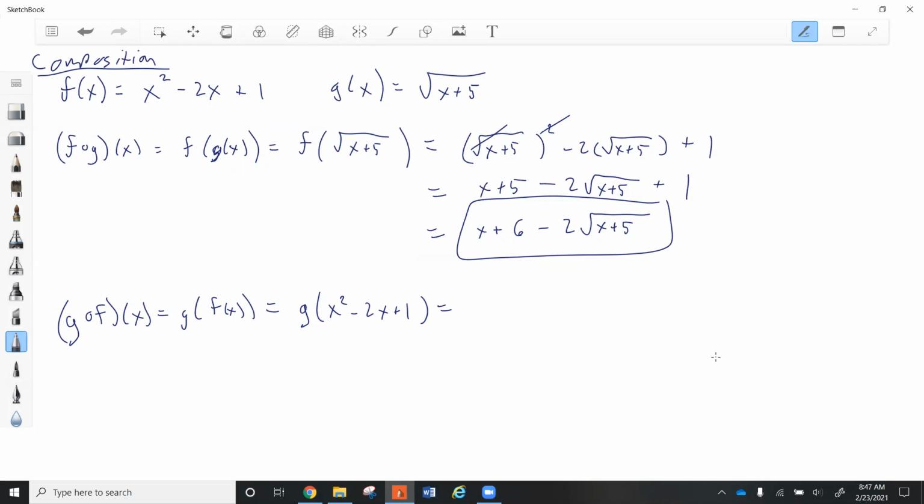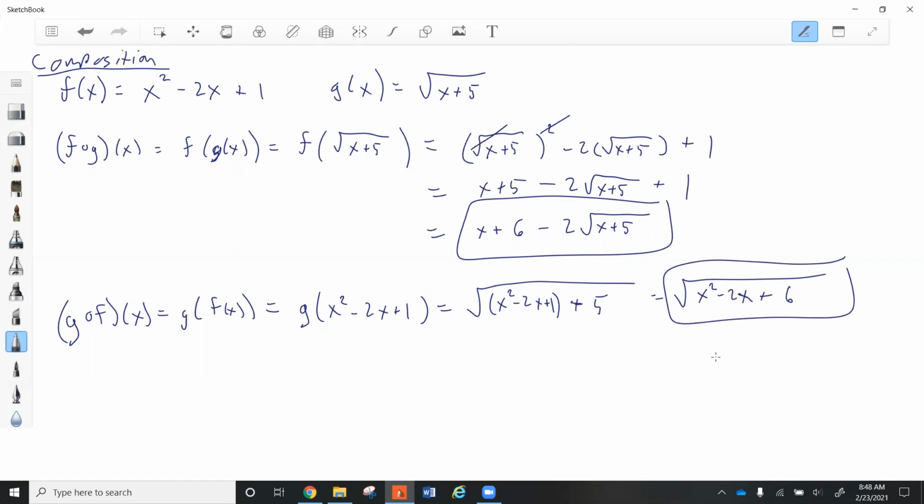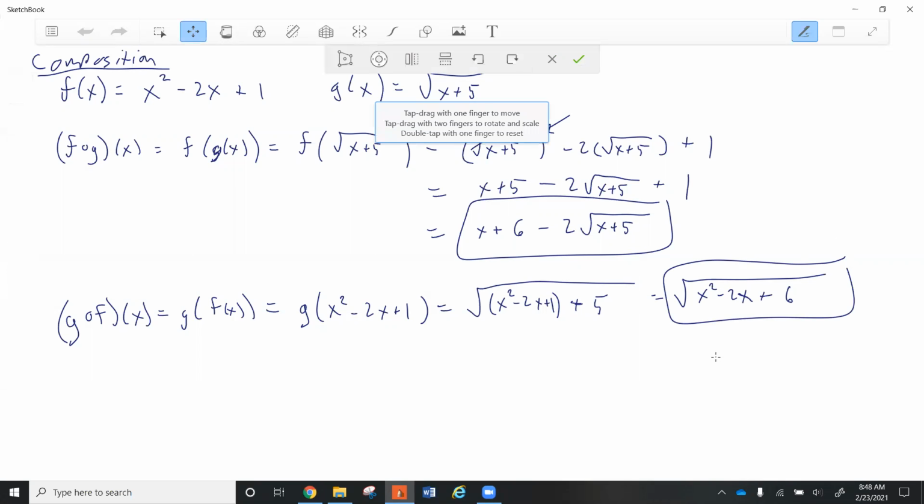Which one is the shell on the outside? The f is the shell on the outside for the first one, but now the g is the shell on the outside. And so I've got to write out g as a sort of blank empty shell, and now I'm going to put the f inside it, x squared minus 2x plus 1, squeezes inside there. And so the answer just ends up being this big square root with an x squared minus 2x plus 6 on the inside, and that's just from combining the plus 1 and the plus 1 again. So there are 2 different ways of composing in different orders, giving you 2 different answers.